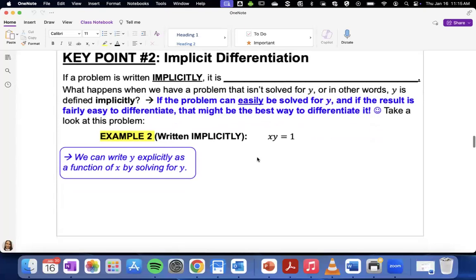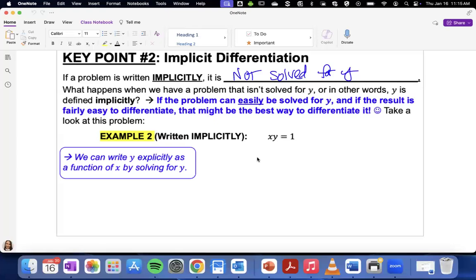Okay. If a problem is written implicitly, it is not solved for y. Go ahead and fill in that blank. So basically, if I can easily solve it for y, I might want to, right? But there are a lot of problems out there where it's really not easy to solve for y, it's a nightmare. And it's easier to take the derivative as it is. And so we have a method to do that. Okay. So this right here, do you see that this is written implicitly? It is not solved for y, right?